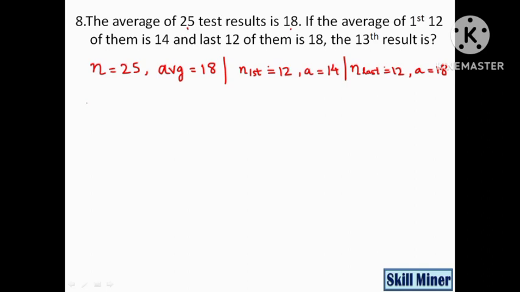So totally there are 25 numbers. It is given the average of the first 12 numbers, so from 25, 12 is getting reduced, which means remaining there are 13 numbers, and the average of the last 12 is also given, so remaining there will be one number in between. Okay, we need to find the 13th result.